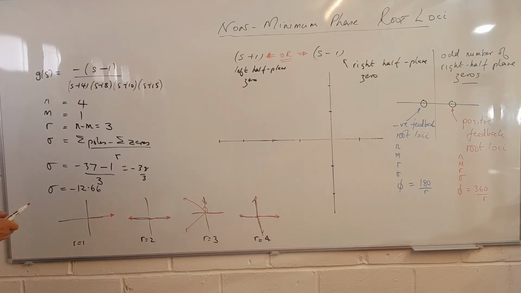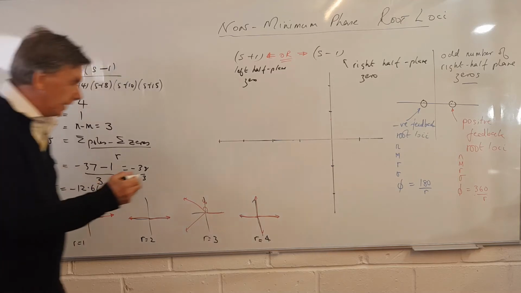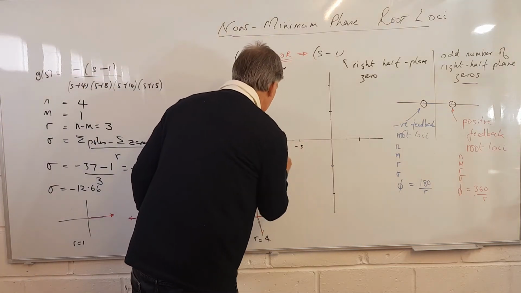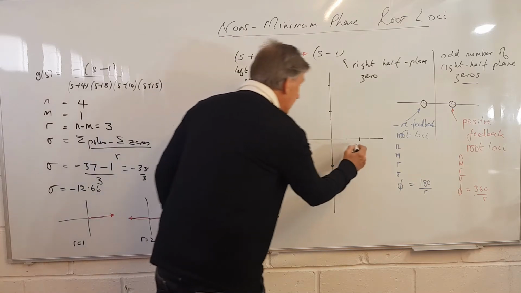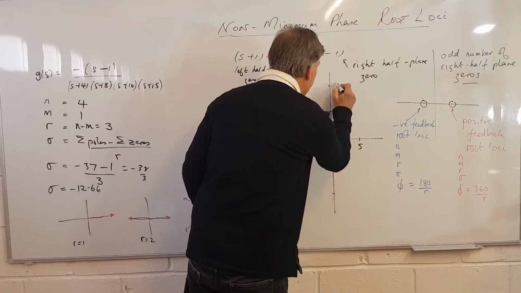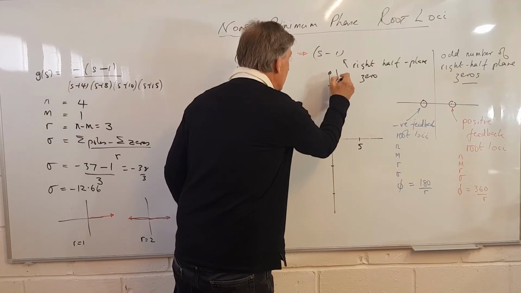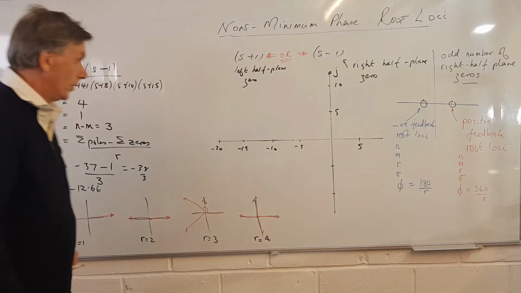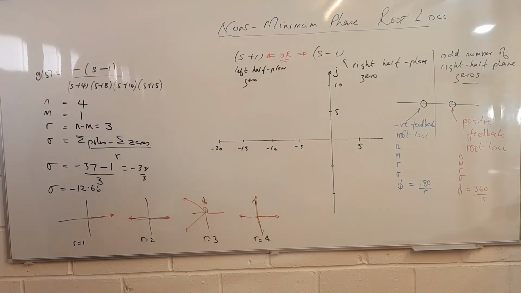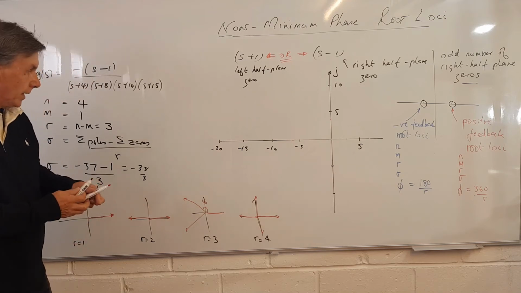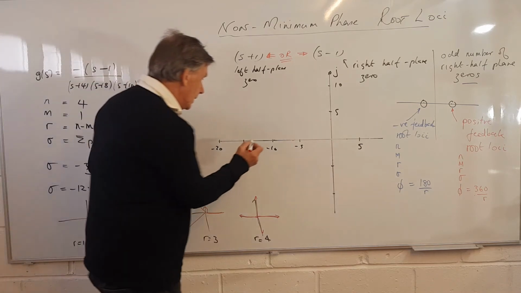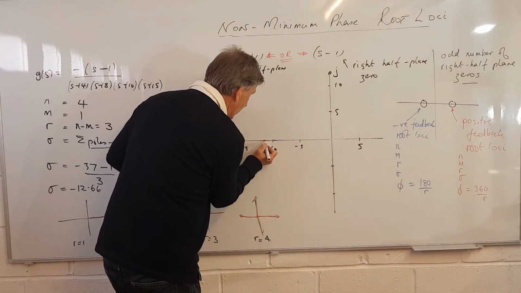So in our case, sigma is minus 12.26. If we use some scales on these, I'm going to call that minus 5, minus 10, minus 15, minus 20. That can be 5, 5 and 10. Remember, this is j that way, real that way. So our sigma is minus 12.66 and r is 3. So we're going to have some infinite loci, say about there somewhere.